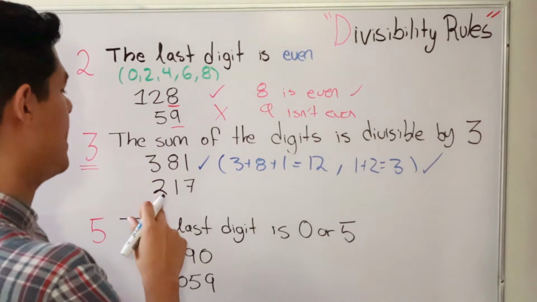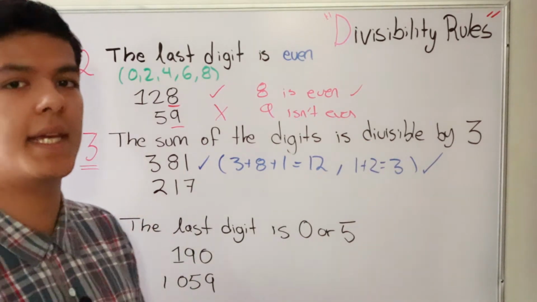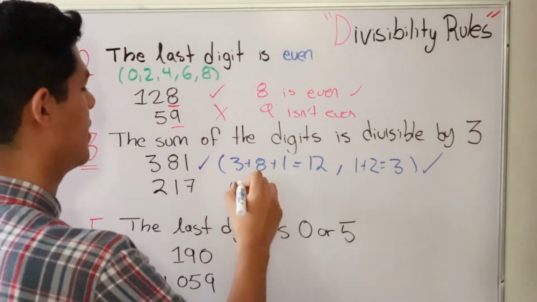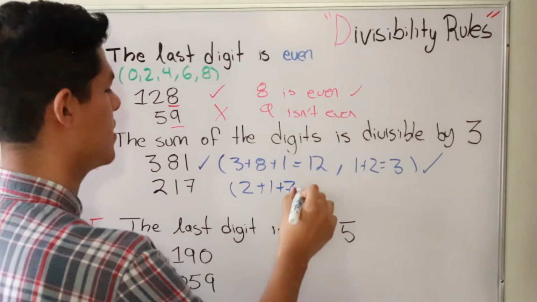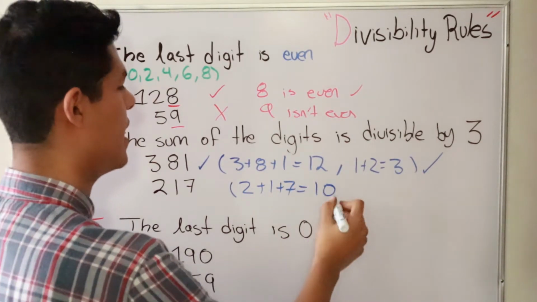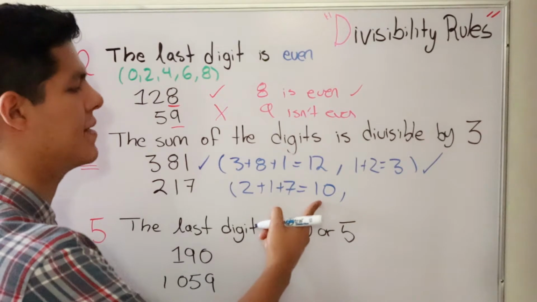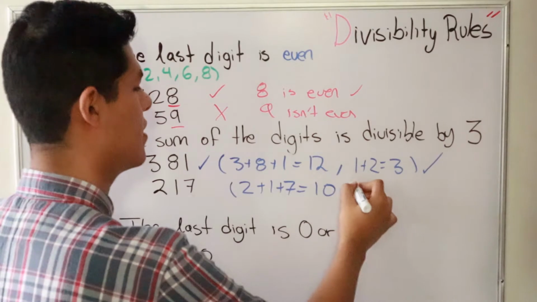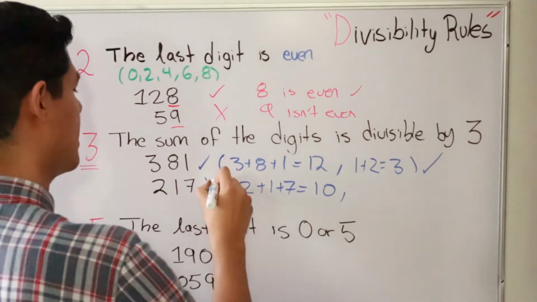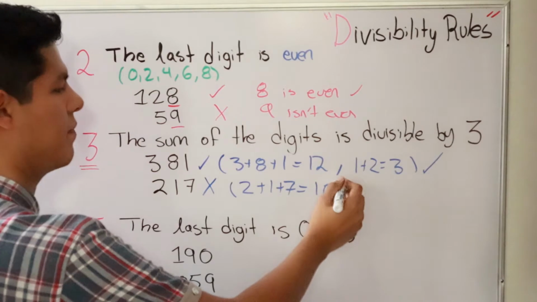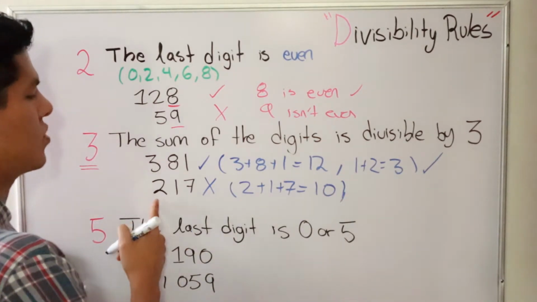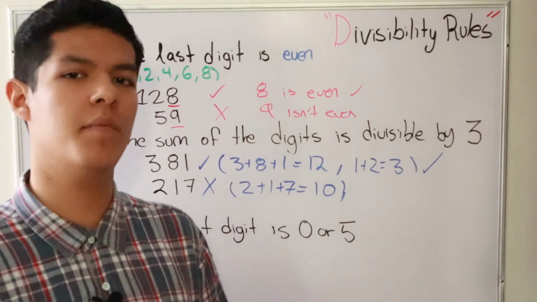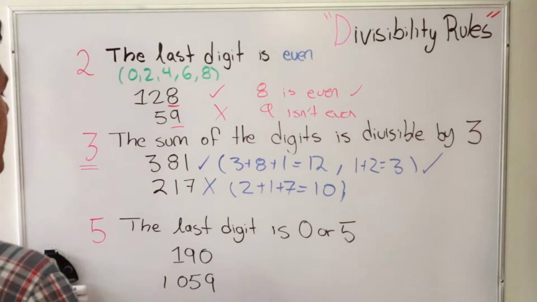But is 217 divisible by 3? Well, we have to test it. We have 2 plus 1 plus 7, and we get 10. But in this step, we can see that 10 isn't divisible by 3. So we can say, guys, that 217 isn't divisible by 3.